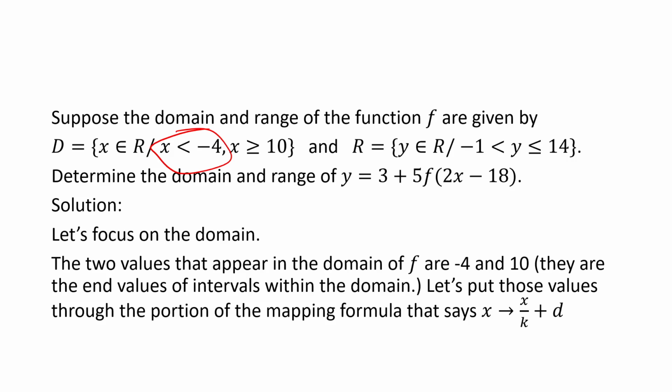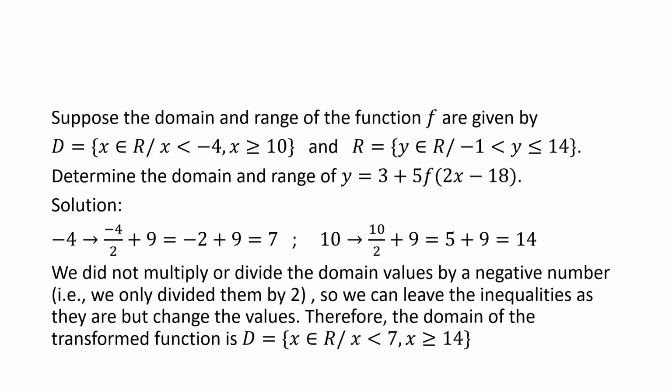So we're going to put -4 and 10 through the portion of the mapping formula that says x maps onto x over k plus d. If we let x be -4, we know k is 2, d is 9, and we get -4 maps onto 7. And if we let x be 10, then 10 maps onto 10 over k plus d, which is 14. So now instead of saying x is less than -4, we can say x is less than 7. And instead of saying x is greater than or equal to 10, we can say x is greater than or equal to 14.